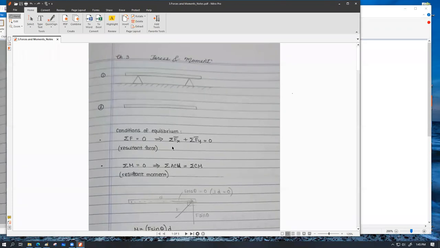Or we can add up all the vertical components for all the forces and add those up to check whether that produces a perfect zero or not. So conditions of equilibrium can be done mathematically.